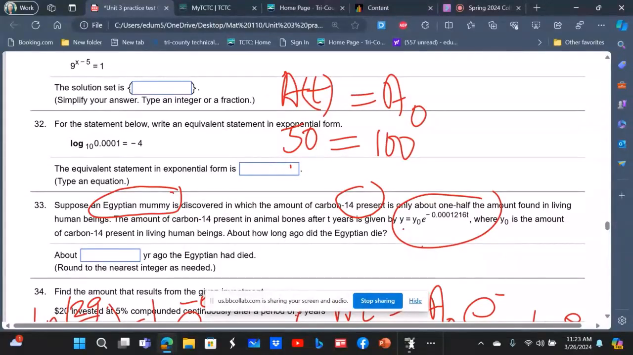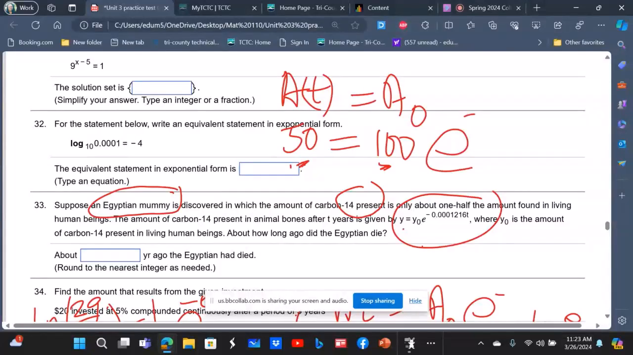The important thing is that whether it is Y or T or H, just know that this is the present value and this is the original value. And this is an exponential decay. We said this the first day of class. It's an exponential decay because the exponent is negative.